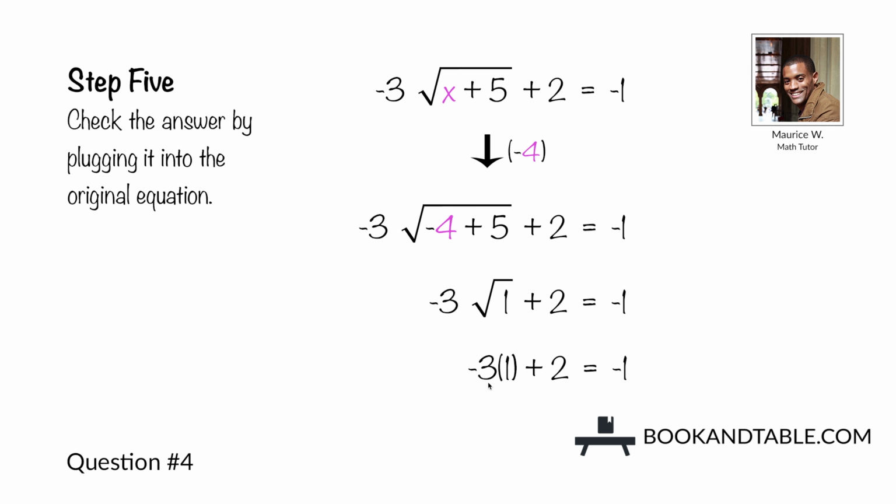So negative 3 times 1 is equal to negative 3. Negative 3 plus 2 is equal to negative 1. Negative 1 is equal to negative 1 proves that x does in fact equal negative 4.